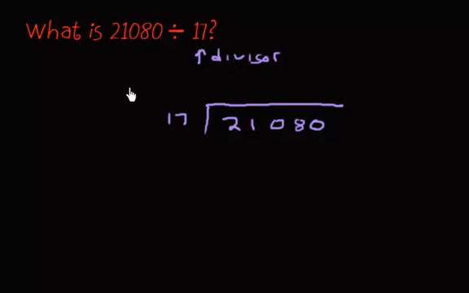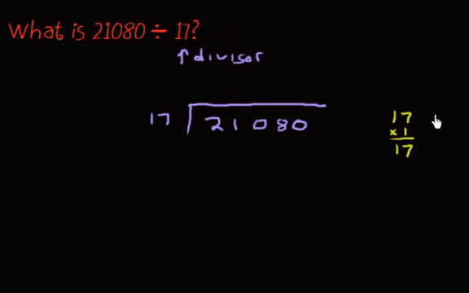Alright, and now we're gonna start. So first thing we do is we ask ourselves, does 17 go into 2? We say no. Does 17 go into 21? And that's a yes. So if you're not exactly sure, I know that it goes in at least once, right? Because 17 times 1 is 17. So I know that it at least goes in once. Well, could it go in twice? Let's just check.